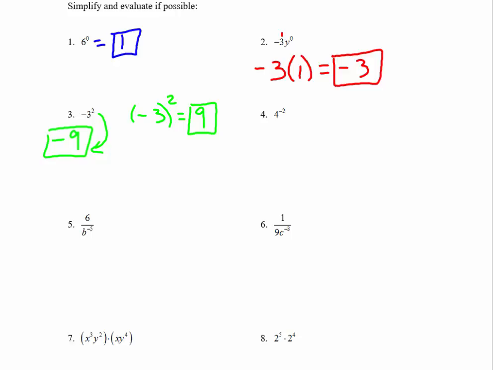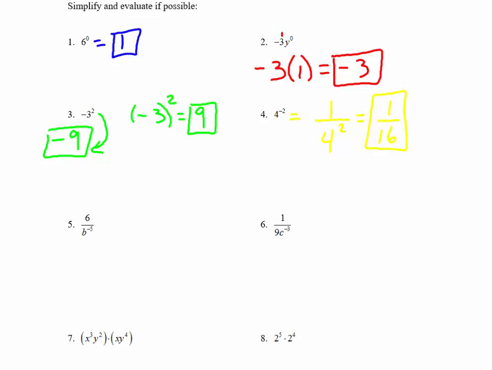Parentheses is crucial there. Number 4, 4 to the negative 2. Negative exponents never make numbers negative. They move things. So 4 to the positive 2 needs to go down. Since there's nothing left on top, we'll put a 1. And 4 squared is 16, so we end up with 1 over 16.